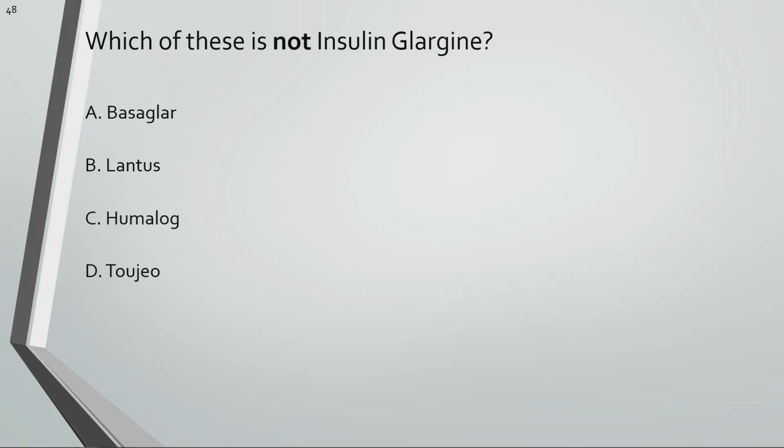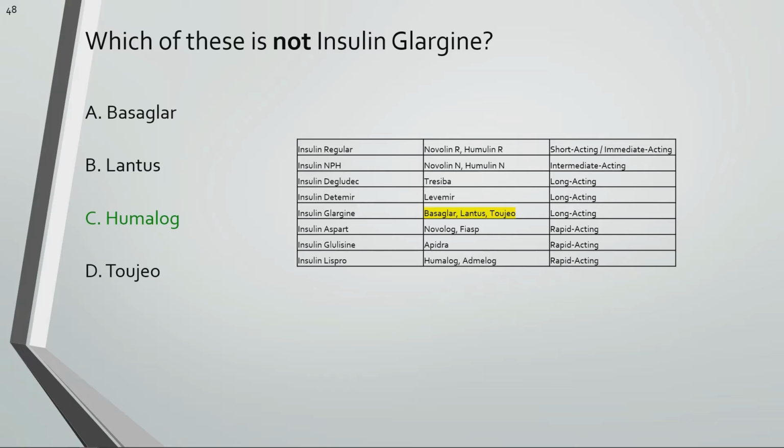Which of these is not insulin glargine? Brand names for insulin glargine include Basaglar, Lantus, and Toujeo. Humalog is a brand name for insulin lispro. Toujeo is a more concentrated version of insulin glargine, so smaller volumes of insulin can be injected to reach target goals.